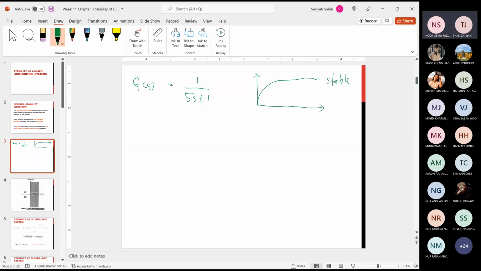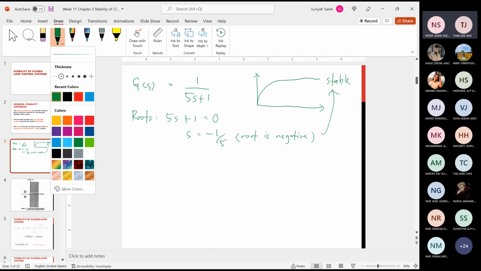Because the process will not deviate from the value. If we don't sketch the graph, we can take a look at your denominator where you have 5s plus 1. We find the root of your equation. 5s plus 1 equal to 0, so you get s equal to negative 1 over 5. This means that the root is negative. A negative root contributes to a stable system. You will have a stable system automatically. It is the standard way to determine the process.